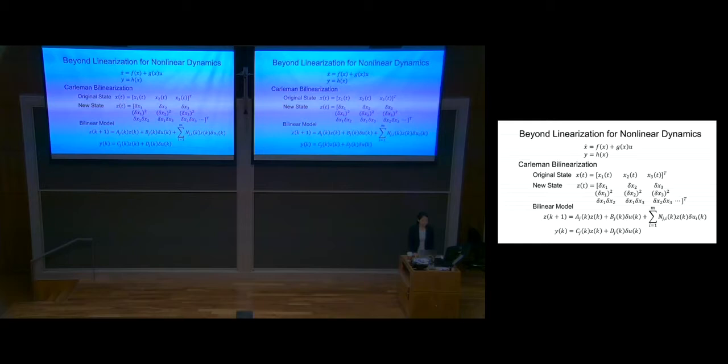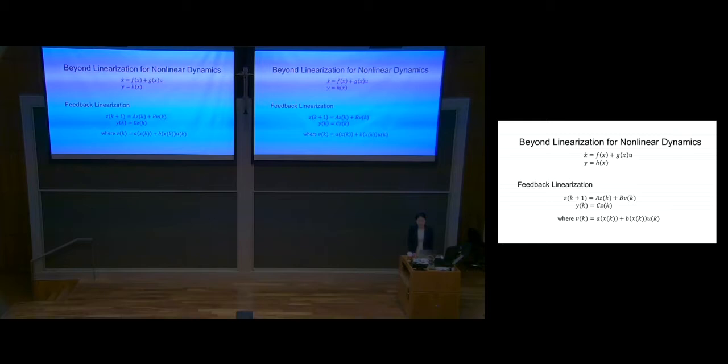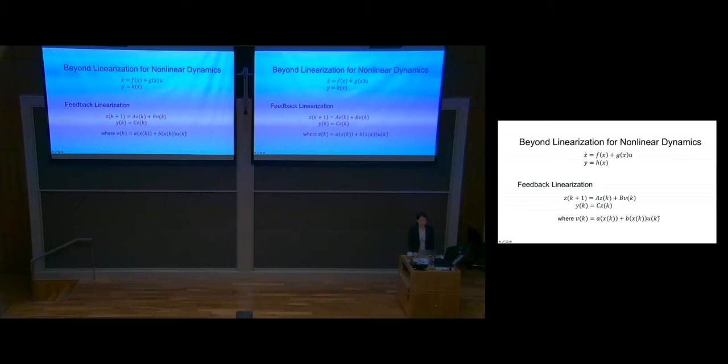Another method is to use feedback linearization. Feedback linearization also uses a new state that's made of Lie derivatives. The key idea of feedback linearization is that the nonlinear dynamics is included in the new commands. b_k is the command to this feedback linearizable system, and we have the nonlinear dynamics inside of b_k. Then we can use linear ILC on this feedback linearized model.